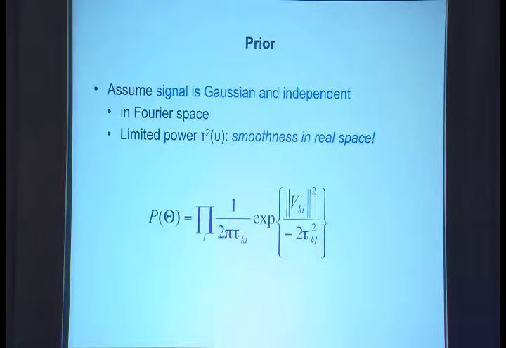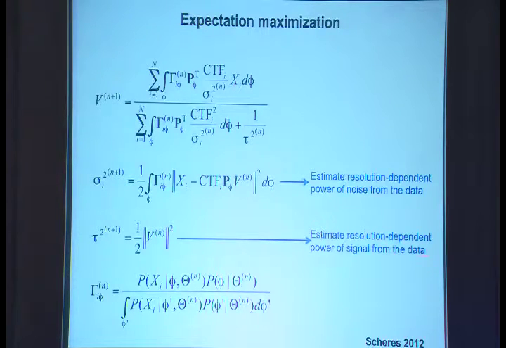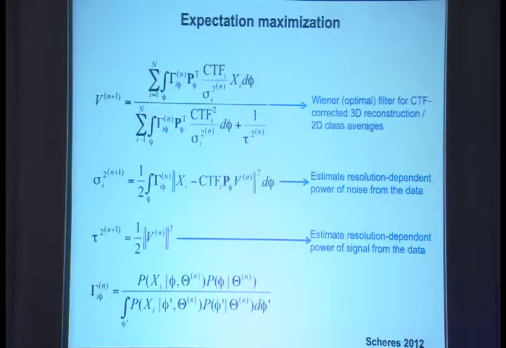You don't need to worry about any of these formulas. If you're interested, you can read in the papers. The only thing you need to remember is that in RELION the signal and the noise are determined from the data, and this signal and noise are then incorporated in this formula here, which actually learns both of these from the data and then uses them for CTF correction and also for 3D reconstruction and 2D class averages.